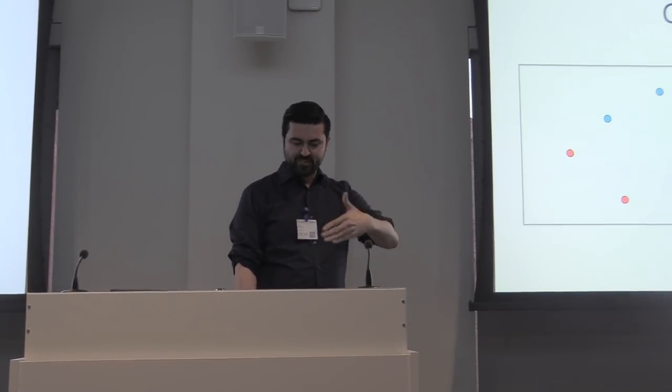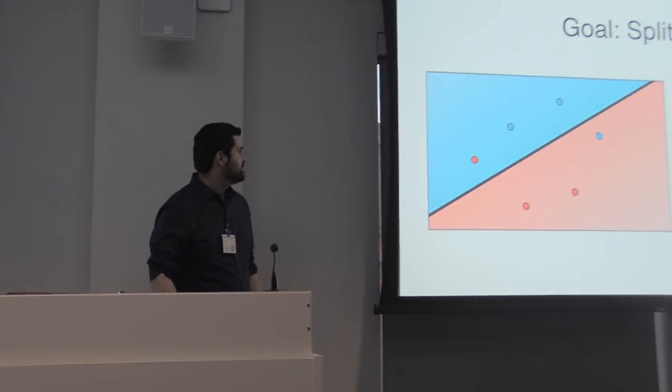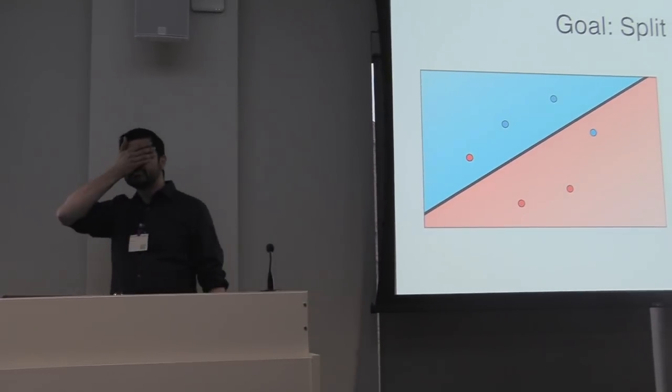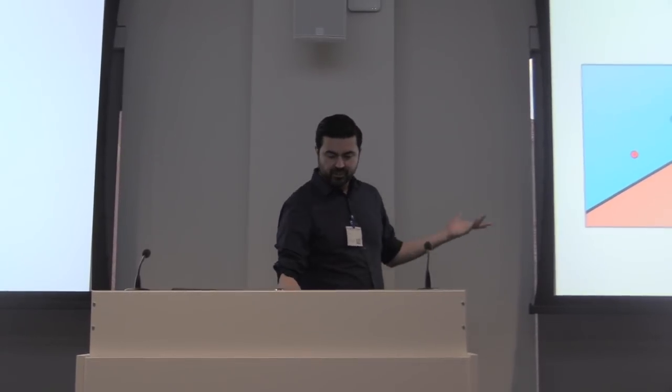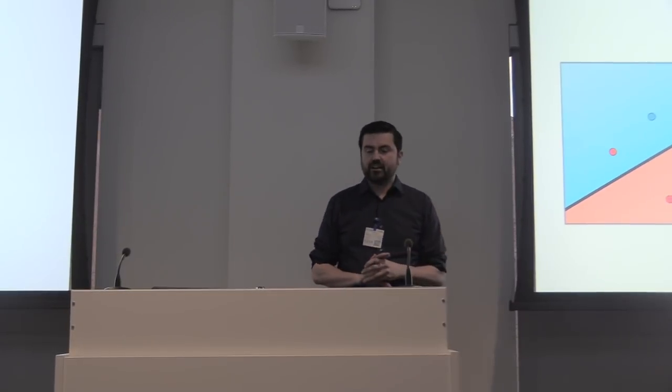You take tiny steps to get better until you get better. So the computer starts with a line, decides that this is blue and this is red, and says, how am I doing? It asks how it's doing, and then it moves the line around a bit to see how it gets better.